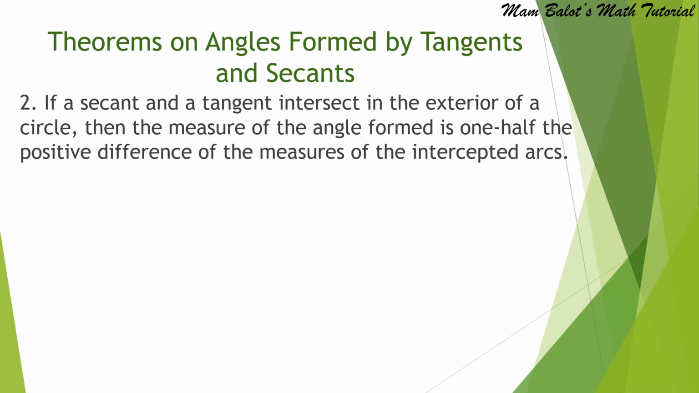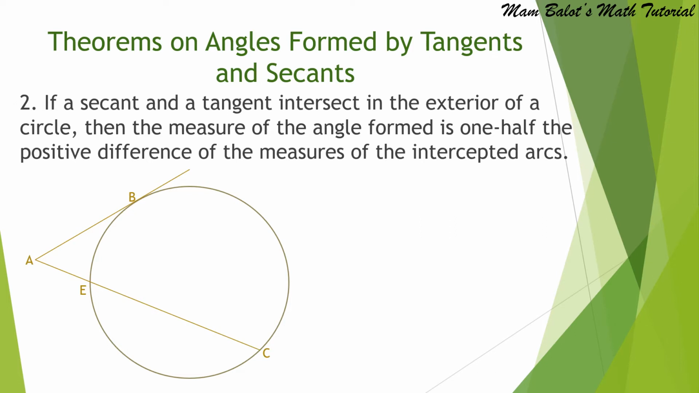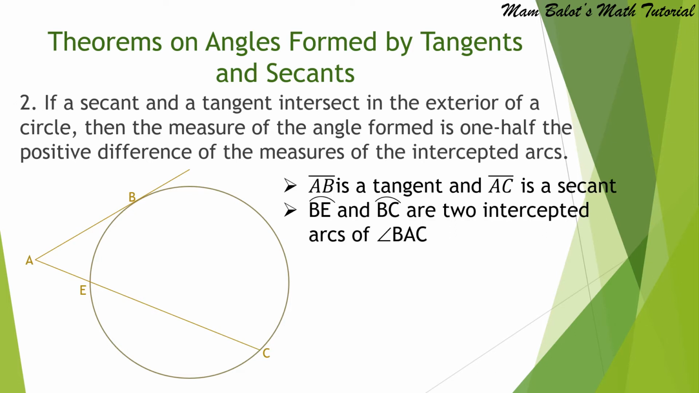Theorem number 2. If a secant and a tangent intersect in the exterior of a circle, then the measure of the angle formed is 1/2 the positive difference of the measures of the intercepted arcs. So we have this figure, and line AB is a tangent and line AC is a secant. We have arc BE and arc BC are two intercepted arcs of angle BAC. Then we can say that the measure of angle BAC is equal to 1/2 of the measure of arc BC minus the measure of arc BE.